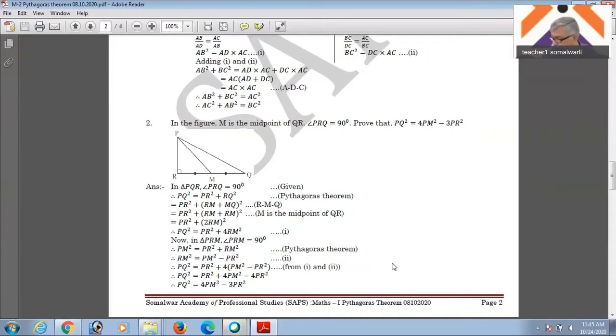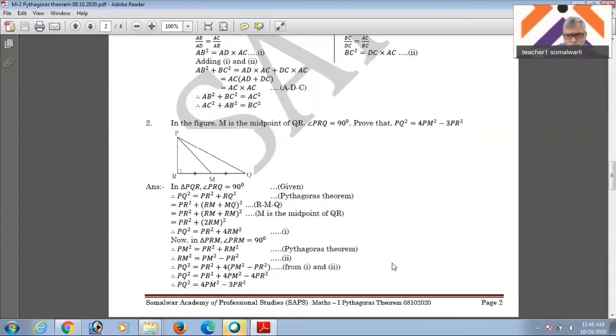Now, the next sum: in the figure, M is the midpoint of QR. Angle PRQ is equal to 90 degrees. Prove PQ square. Observe, in the bigger triangle, the hypotenuse, PQ square, is equal to 4 times PM square, that is the median square, minus 3 PR square, that is the perpendicular.